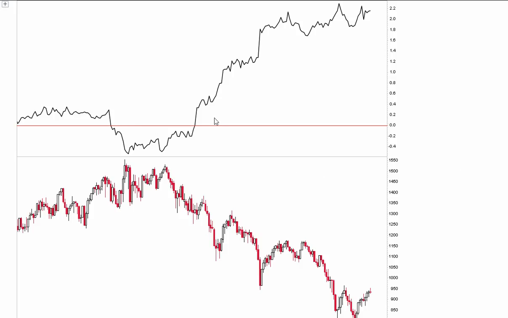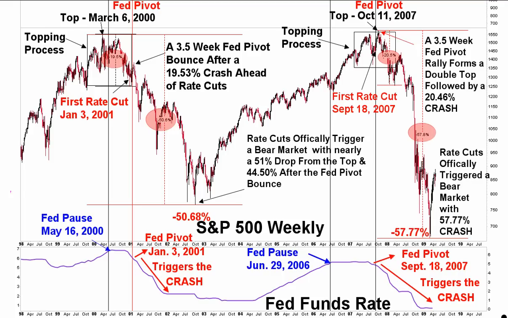Now, by the time we had the un-inversion of the yield curve, the market had already peaked. As I pointed out in 2007, let me just bring up the chart. In 2000, we had already dropped 19.5%. We got a little bit of a bounce by the January 2001 rate cut. We saw the bottom fall out of the stock market after that, dropping 51% from the high.